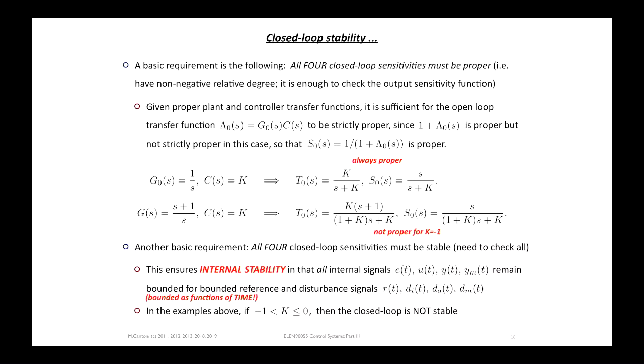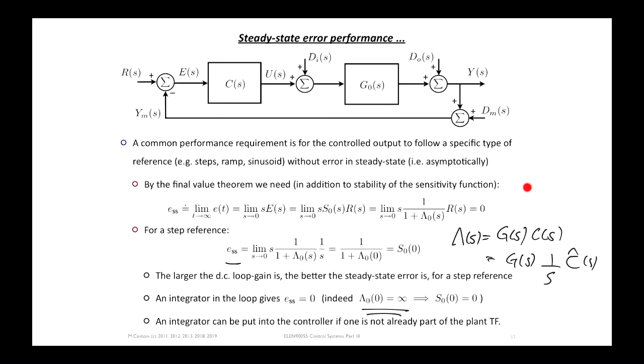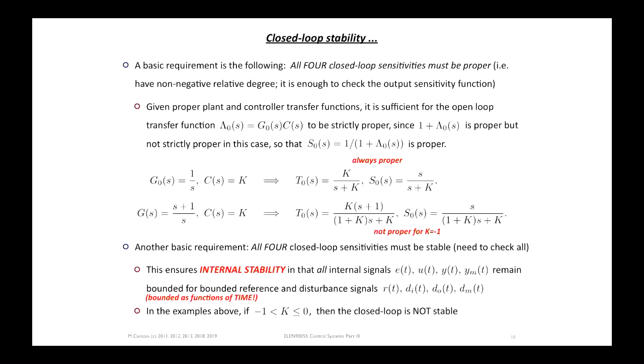All right, so let's start thinking about stability, because of course to apply this analysis, not only do we need to know that the error signal reaches a constant value in steady state, and that will happen as long as the closed loop transfer function S0 is stable. So let's start thinking about stability of the closed loop. We say that a closed loop system is stable if all 4 of the closed loop sensitivity functions are proper and stable transfer functions. So you've got to worry about all 4 of them.